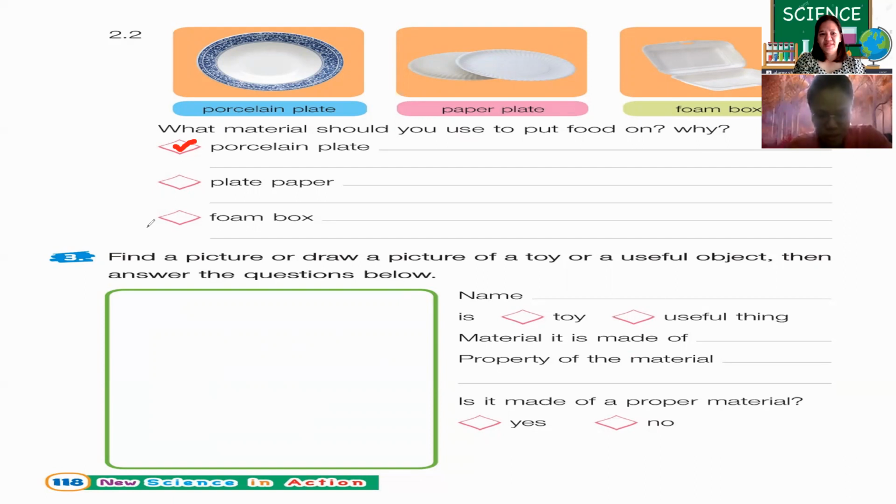Oh, sorry. All right. So maybe if you're going for a picnic, you can use paper plate. If you order from a restaurant for takeaway, you use foam box. But at home, we use porcelain plate, because we can wash and reuse it. You have to choose any and then you just tell us why.